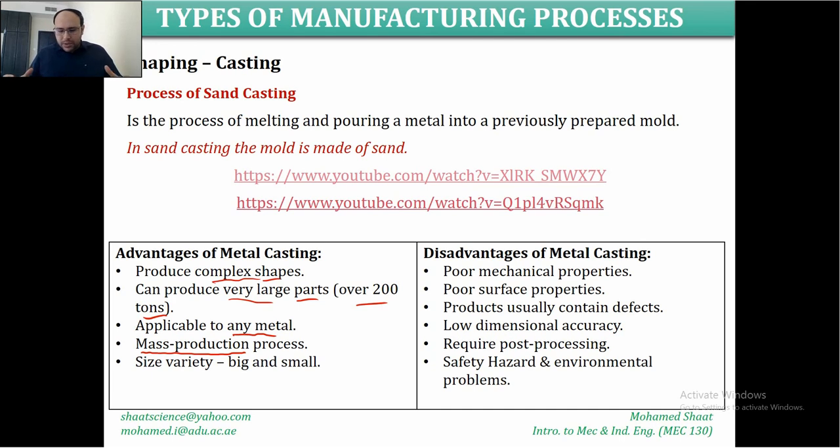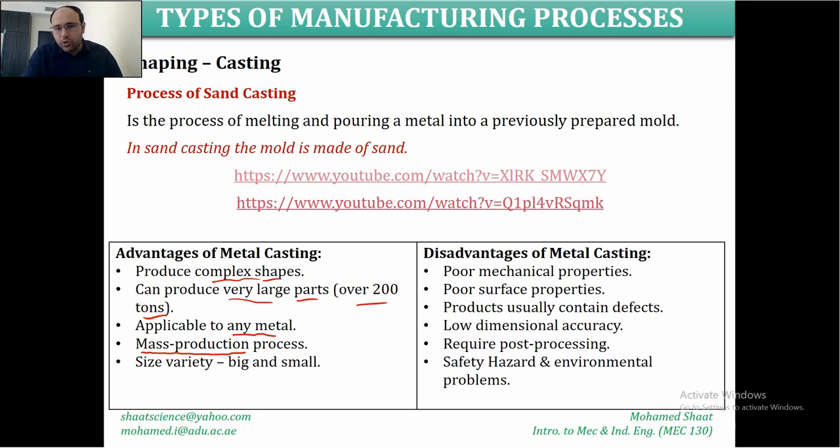Mass production, as I mentioned, is when you have one product with a certain feature and a certain shape, and you would like to have millions of copies of this product, millions of products of the same type and the same shape. So this requires a manufacturing process that can be used for mass production.